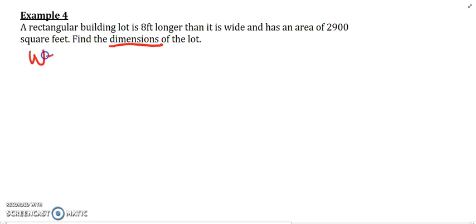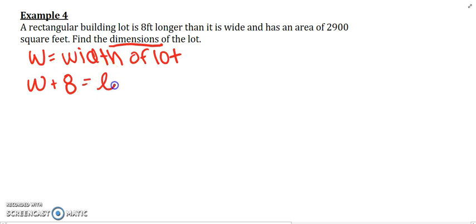I'm going to say, hey, I'm trying to find my width. I'm going to call it W. Of course, you could call it X. And if that's my width, then my length is 8 feet longer than it is wide. So it's 8 feet more than the width is the length.